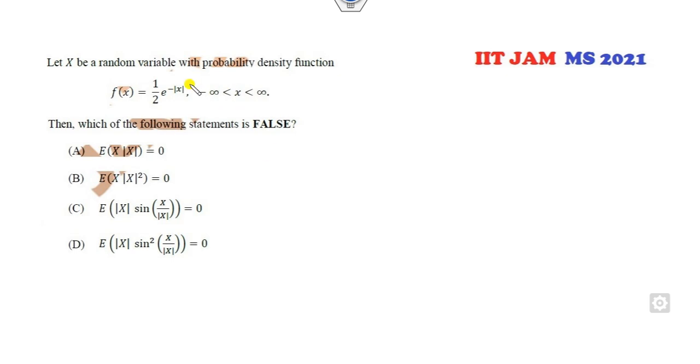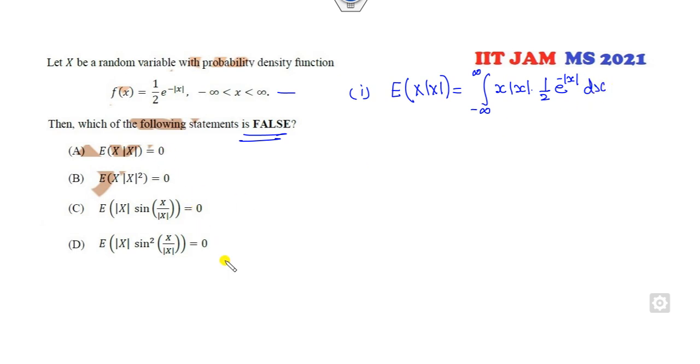Look at this another one. A continuous random variable here. Which of the following statements is false? Okay, this is the double exponential. Fine. And clearly, the domain is here. If you look at the first option, x mod x, how can you solve this? It's the integral from minus infinity to plus infinity of x mod x into f of x. Fine. Now your target is to check whether it's 0 or not.